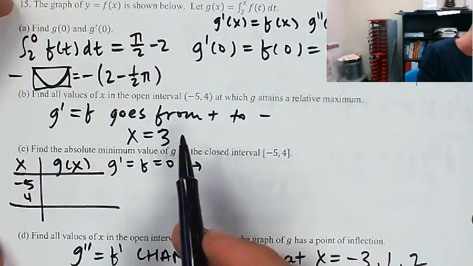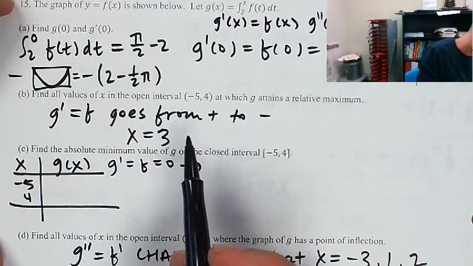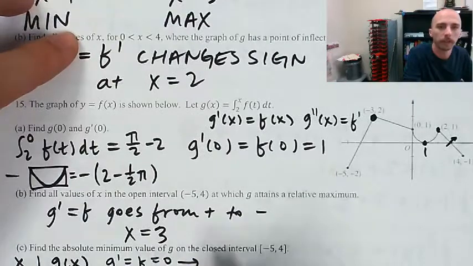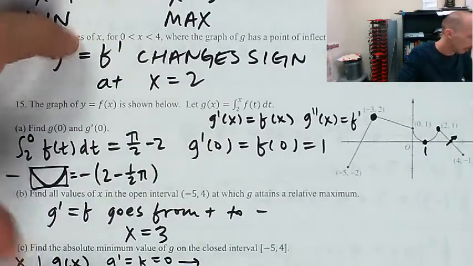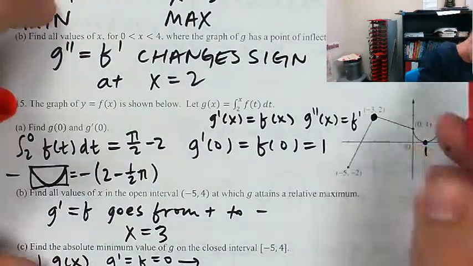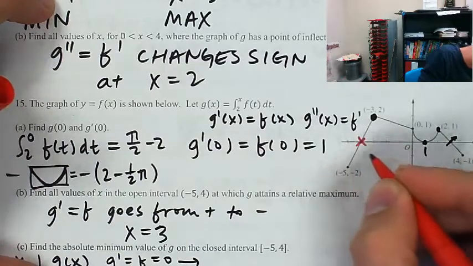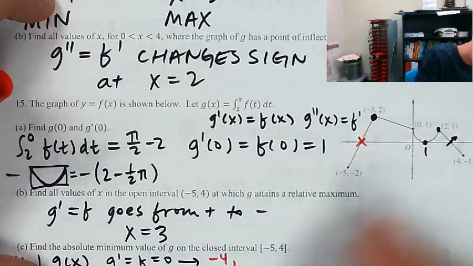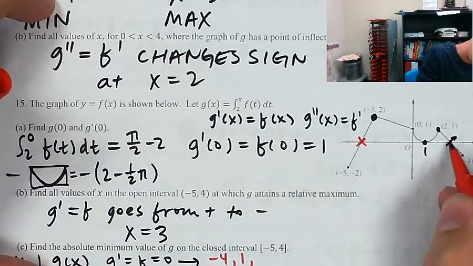I already computed g of 0, and that's not going to help me at all. So I need g prime equals f equals 0. So that's going to be, I'll use a different color, here at x equals -4, 1, and 3.